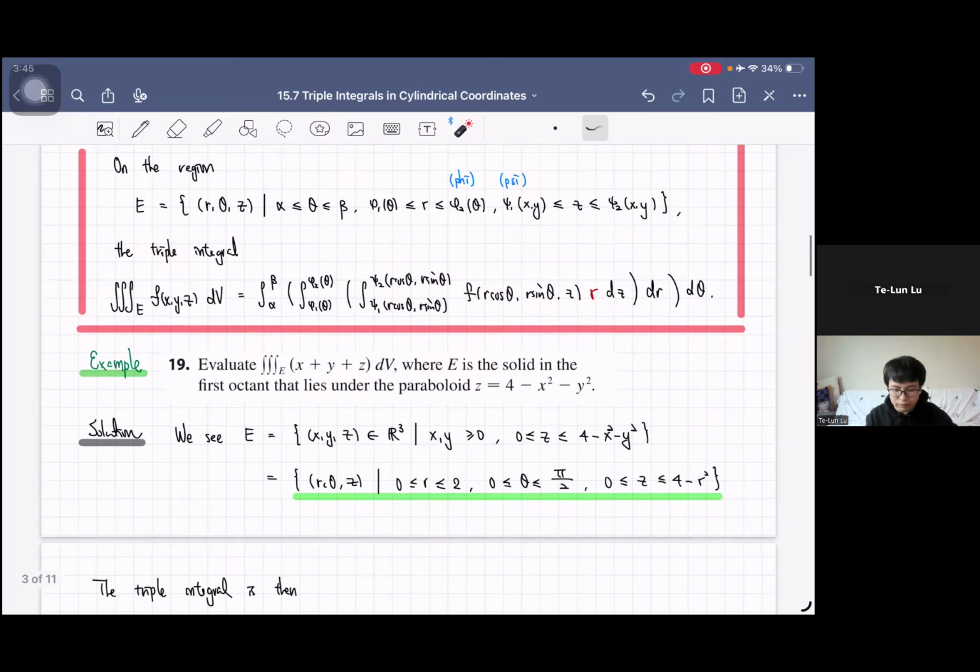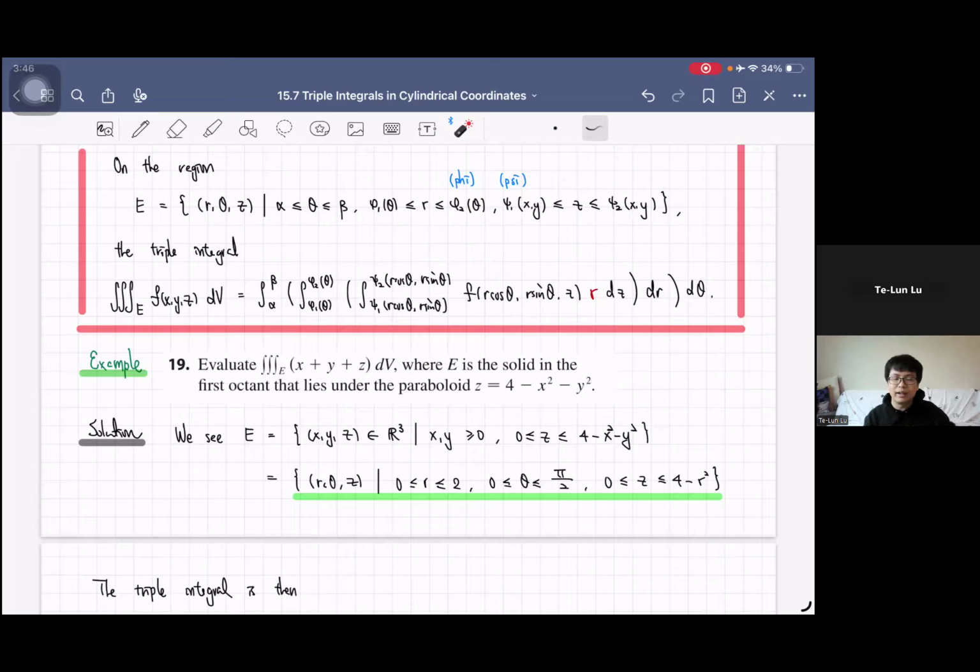So basically, let us first write down the description of the region. In terms of x and y and z, we know that obviously x and y and z are all positive because we're working with the first octant, and that the lower bound for z is 0, the upper bound will be the paraboloid 4 minus x squared minus y squared.